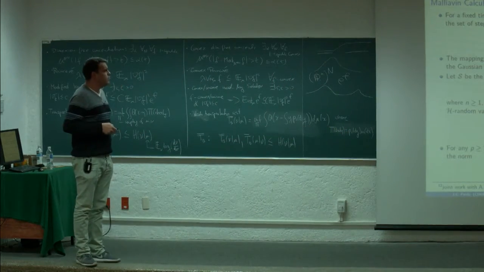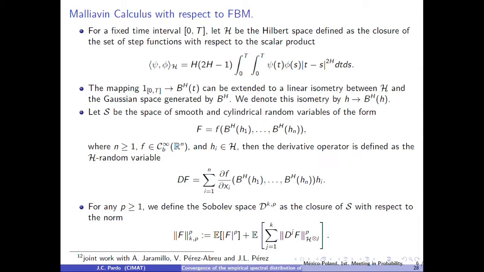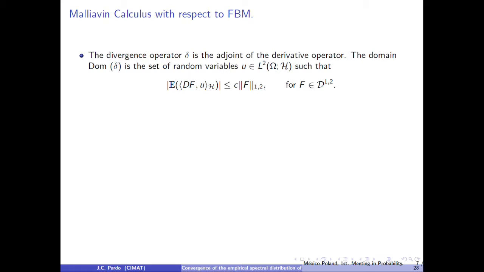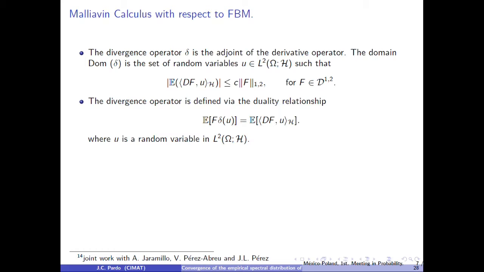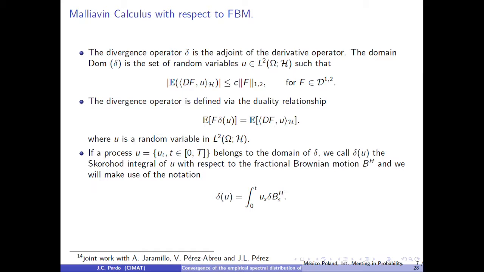What I want to explain next is that we can define another operator, which in this sense is like the antiderivative operator. The divergence operator delta is the adjoint of the derivative operator, and the domain of this operator is the set of random variables in L2 such that the following inequality holds. The divergence operator is defined by the duality relationship here, where u is a random variable in L2. If the process u belongs to the domain of the divergence operator, we call delta(u) the Skorohod integral of u with respect to the fractional Brownian motion B^H, and we will use the following notation. So this makes sense as an integration with respect to fractional Brownian motion.